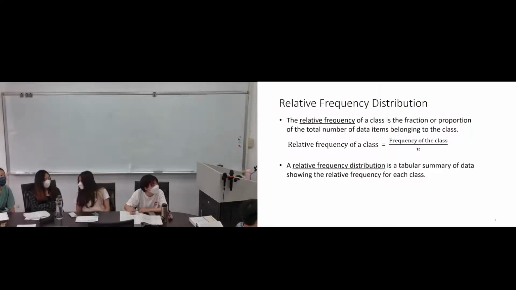We can also construct another table that presents the relative frequency distribution. The relative frequency of a class is the fraction or proportion of the total number of data items belonging to the class. So the relative frequency of a class is the frequency of the class divided by the total sample size, which represents the total number of data.